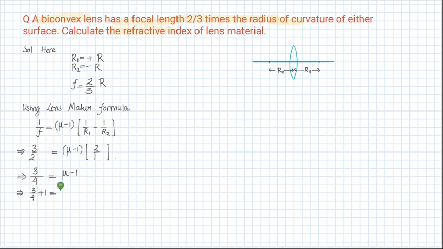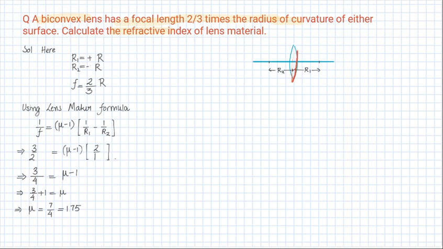3 by 4 plus 1 equals mu. Or I can also write mu equals, what is 3 by 4 plus 1? You can use the LCM method. So 3 by 4 plus 1 should give you how much? 3 plus 4, which is 7 by 4. So this is 7 by 4. Fine. So 7 by 4 equals 1.75.